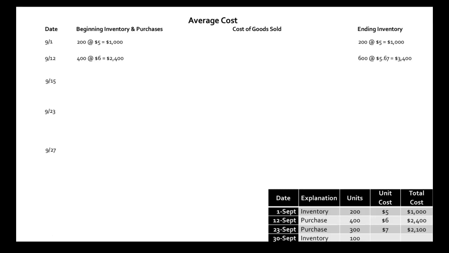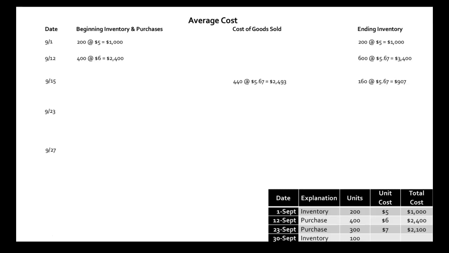Now, our next day is a sale. We sell 440 units. And you'll notice, unlike FIFO and LIFO, we don't have different groups here under our cost of goods sold, right? It's all one because our inventory is all in one group. So we sell 440 units at our most recent average unit cost, and then we take 440 times that 5.67, and that's where we get that 2,493 amount.